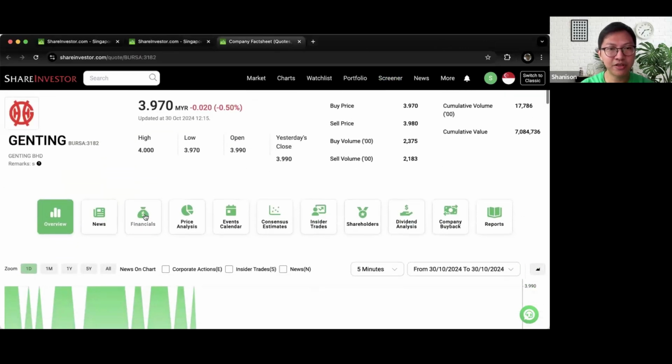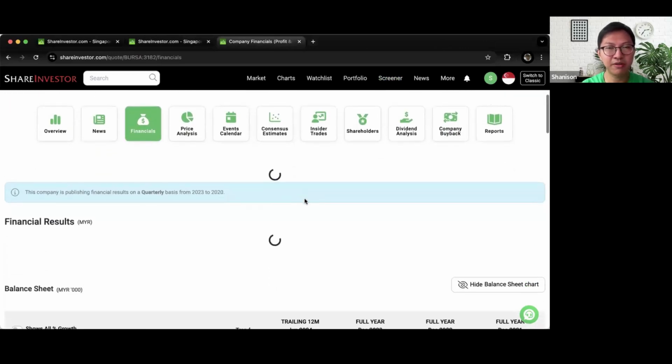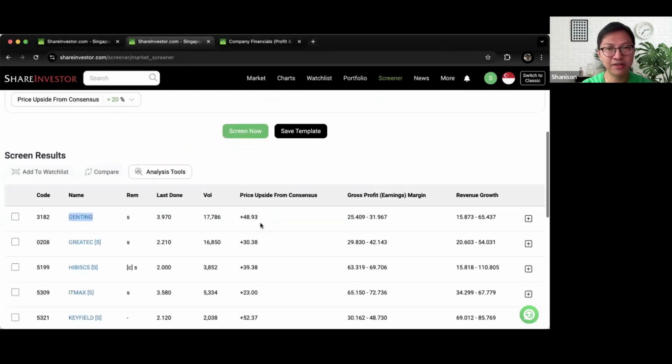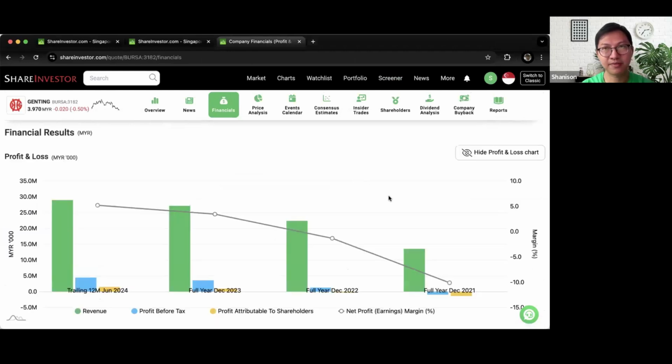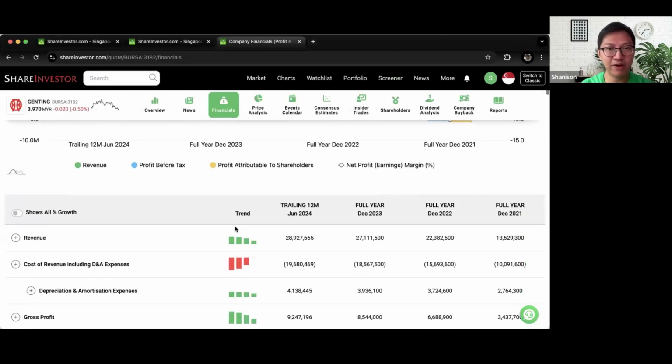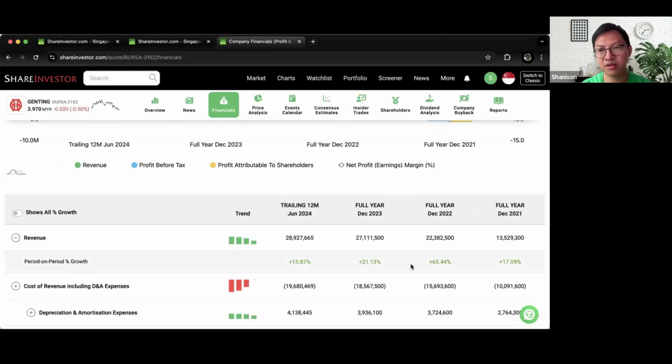And then you go to financials, because we were talking about all the financial ratios just now, right? So we're talking about revenue growth. You can look at revenues. This is actually the past few years' revenue. Okay, and then you can check the percentage growth.